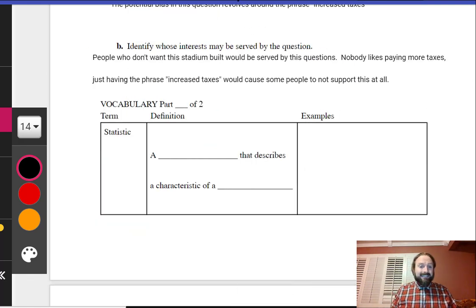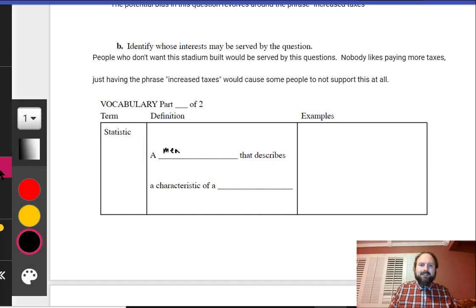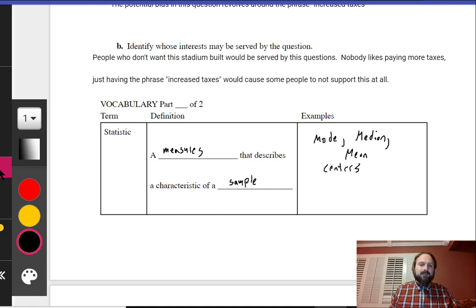So, a statistic is a measure that describes a characteristic of a sample. So this could be, we're talking about mode. This could be when we have median. This could be mean. And these are the centers. Now, what we could also do, we have these outliers.